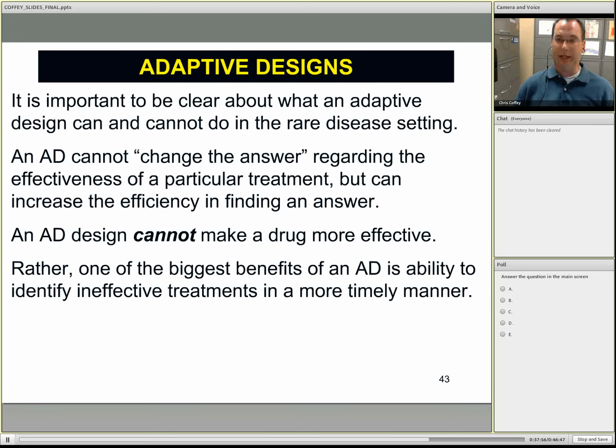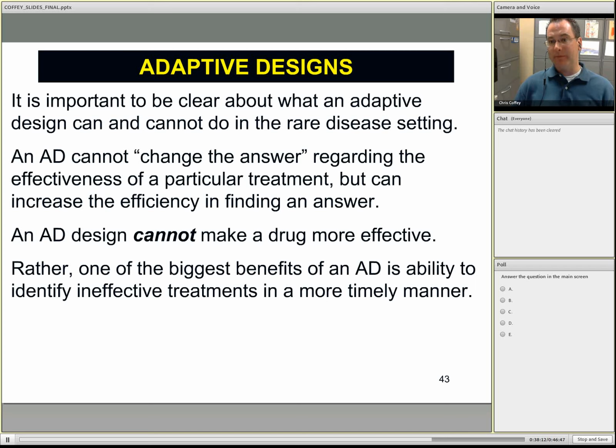This will help get treatments to this field. And the adaptive design itself is not going to do that. It's a tool. It's not going to make an effective treatment ineffective. It's not going to make an ineffective treatment effective. It's only going to give you tools to better answer the question.